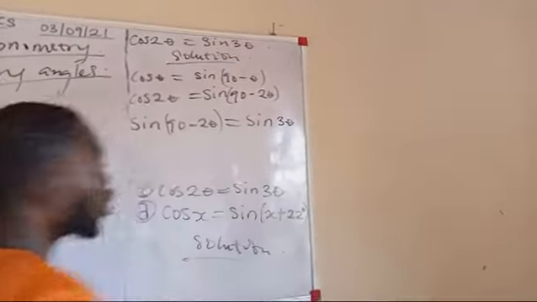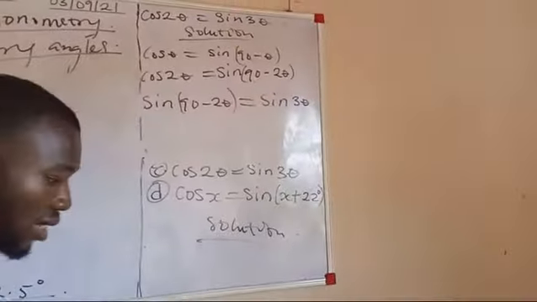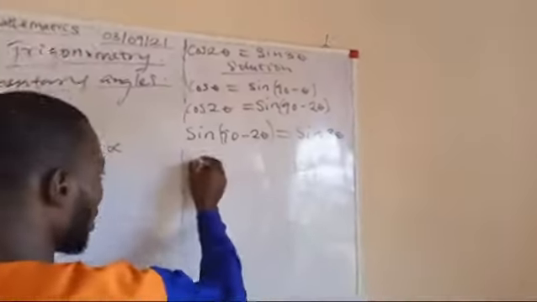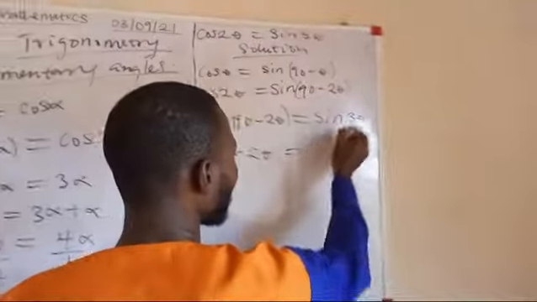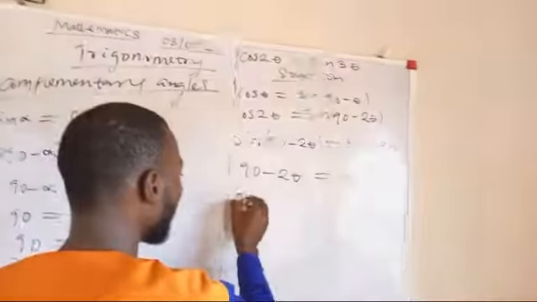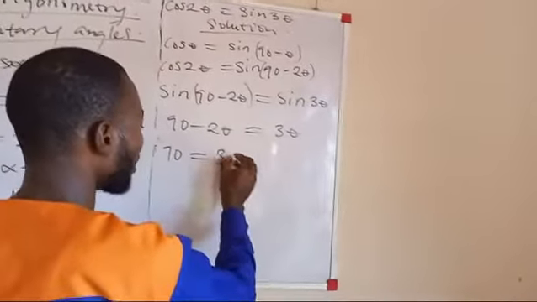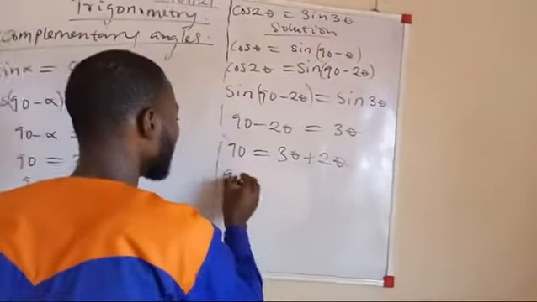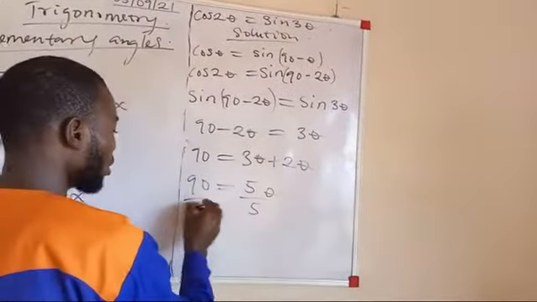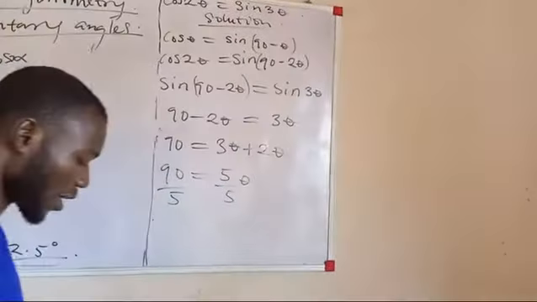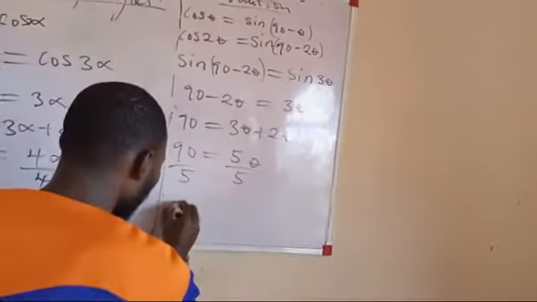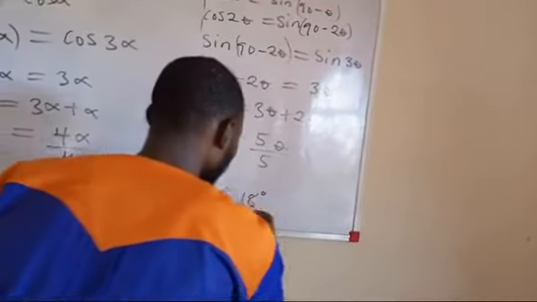So we now have that sin(90 minus 2 theta) will give us sin 3 theta. So at this point sine can cancel sine. We will now have 90 minus 2 theta equal to 3 theta. Collect like terms. This one is minus here; once it's crossed, we change to plus. We have 90 is equal to 3 theta plus 2 theta. So 90 is equal to 5 theta. We divide both sides by the coefficient of theta, which is 5. So 90 divided by 5 will give us 18. So theta is equal to 18 degrees.